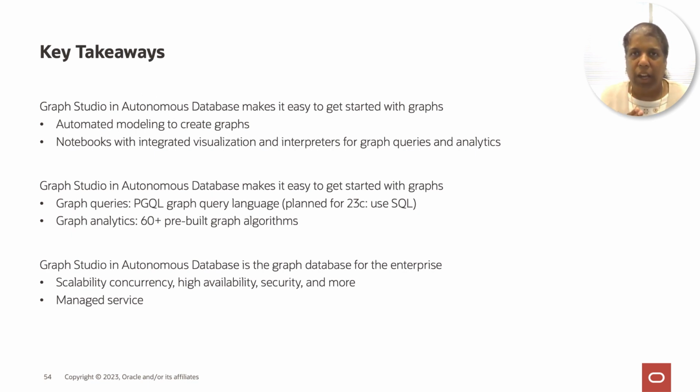And now, if you want to try it today with Autonomous Database, you'll be using the PGQL graph query language. But when 23c is available, you will be using SQL. You can use SQL. And it comes with over 60 pre-built graph algorithms to do all kinds of interesting things with your data viewed through a graph data model. And of course, all of this is available with all the enterprise database features that we have.